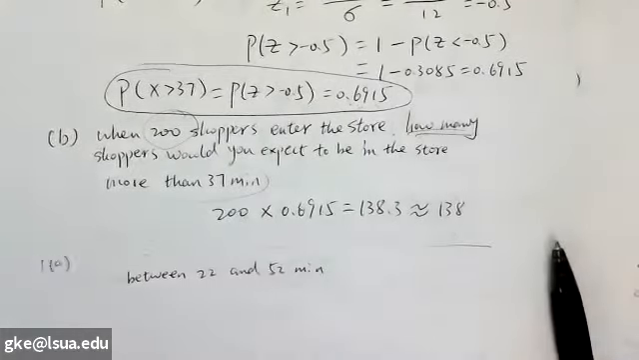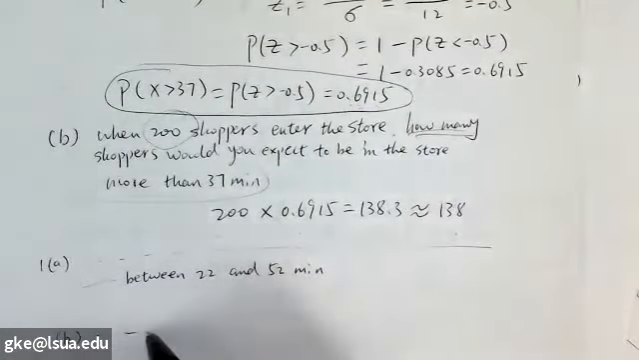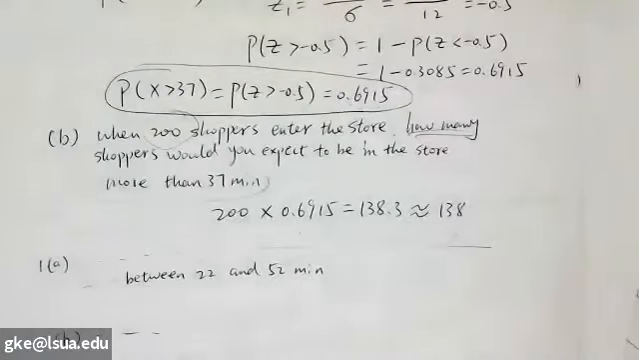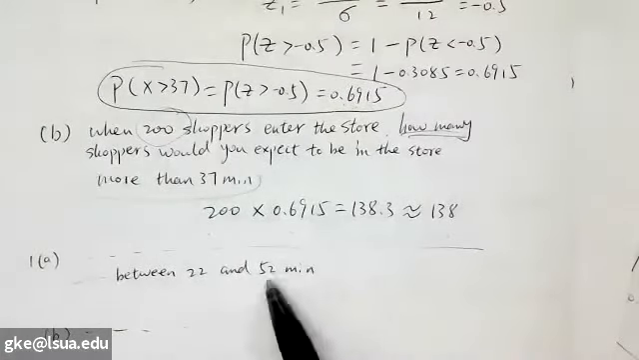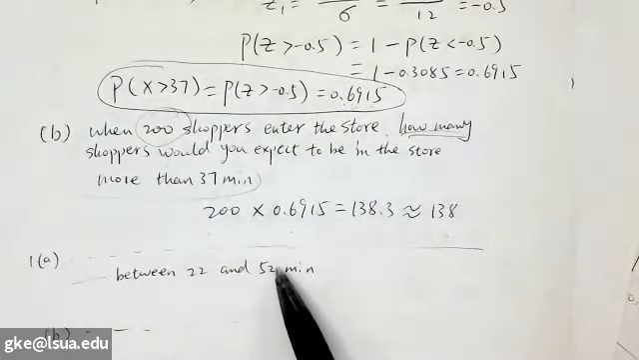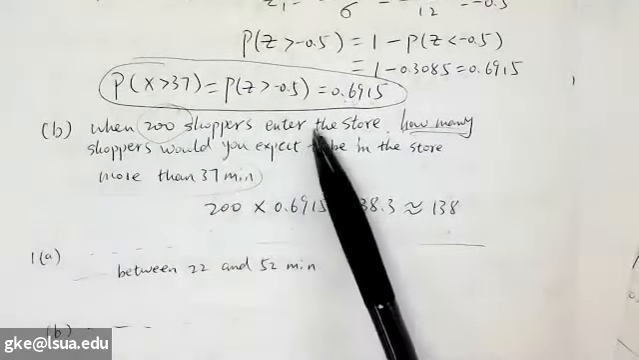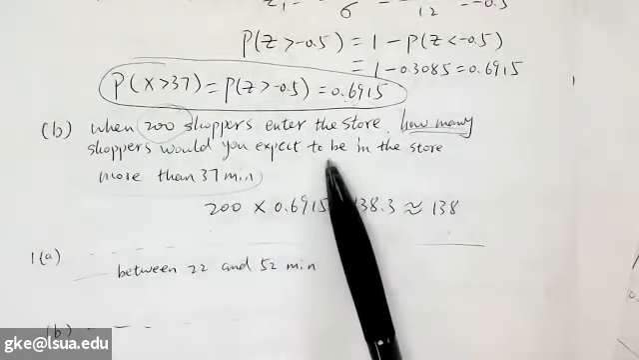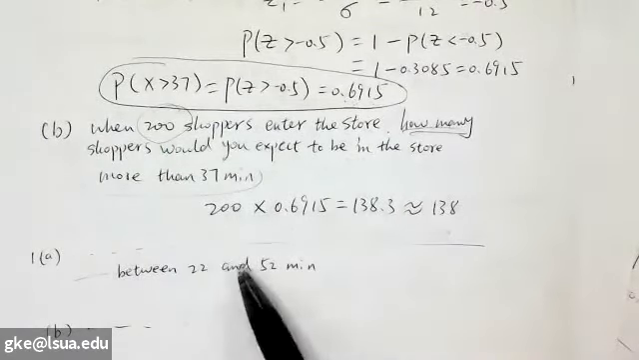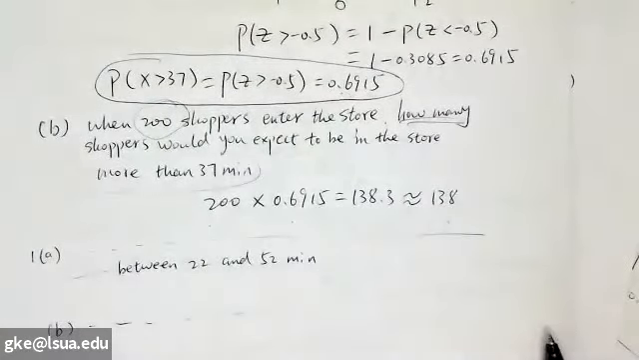And of course, the same things. Find the number of shoppers. Okay, A and B. Finish the problem. A and B again, but I change the minutes. Now I change it to between 22 and 52. Okay. And for the problem B, when 200 shoppers enter the store, how many shoppers would you expect to be in the store between 22 and 52 minutes? Okay, the same things. Just finish this problem by yourself. Okay.